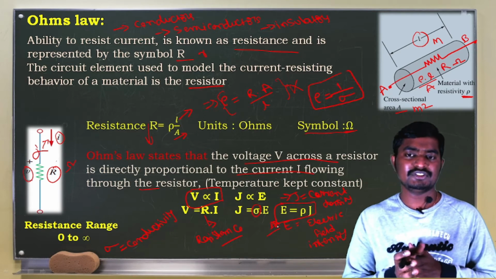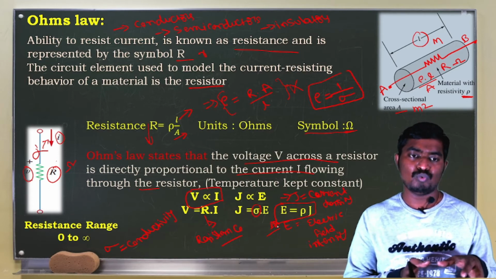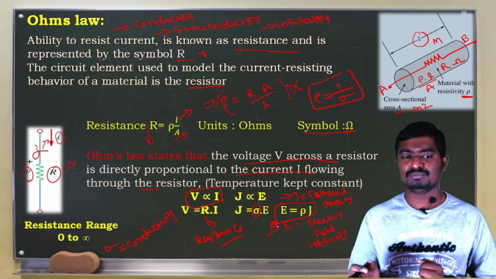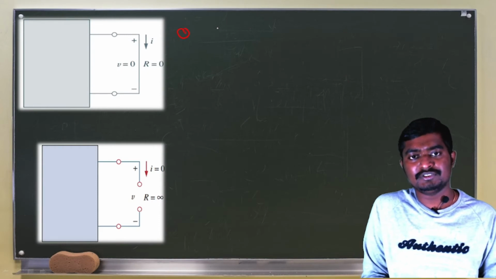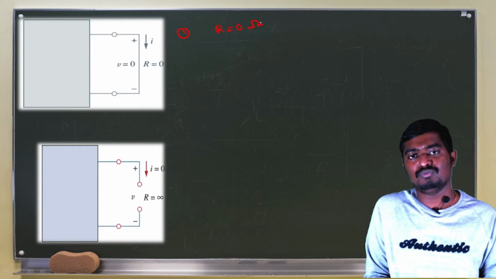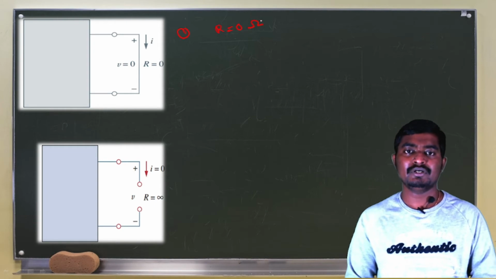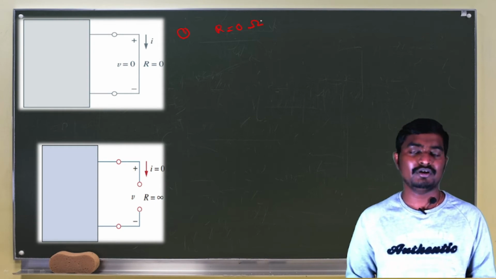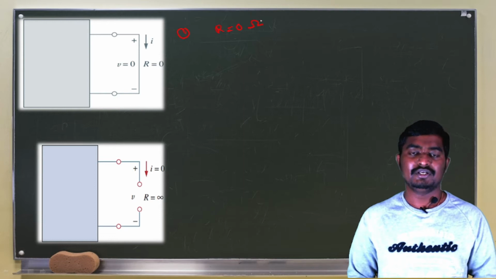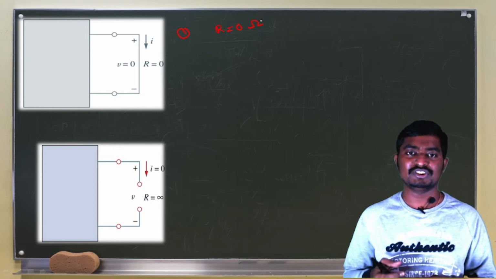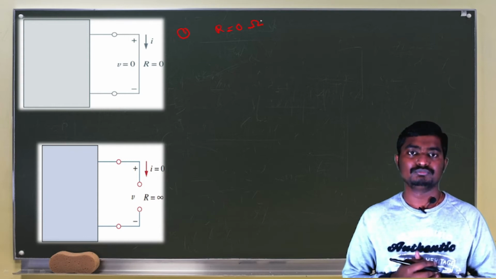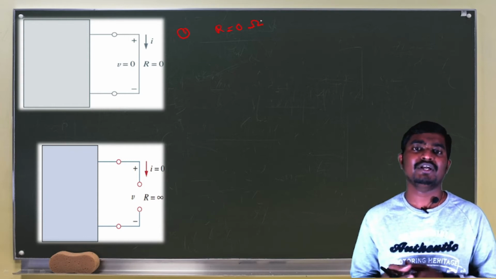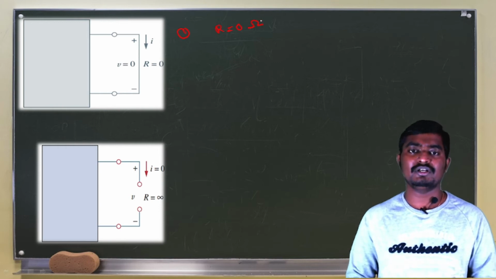The range of resistances is 0 ohms as the lower limit and infinity ohms as the higher limit. Now we will see what the significances of these are. In the first case, we will see resistance R equal to 0 ohms. Resistance is nothing but the ability to resist the flow of current. Resistance of 0 means it does not have the capability to resist the flow of current, which means it does not oppose the current. So current flowing through the element is maximum because the opposing force does not exist.